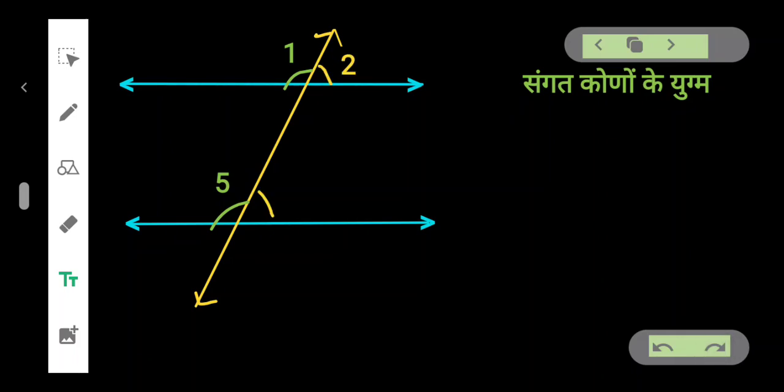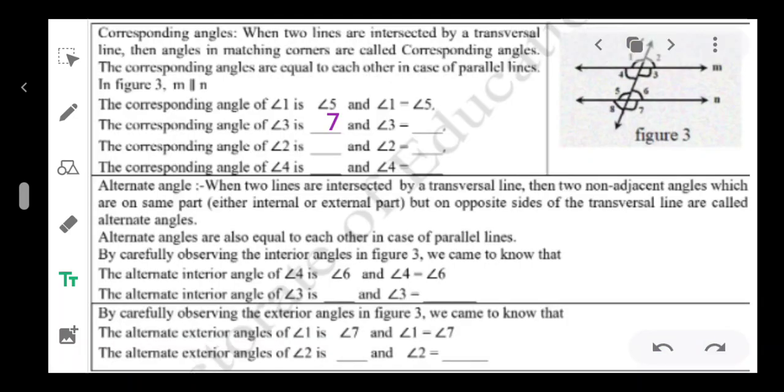Okay. The next angles are 2 and 6. This is also a corresponding angle. 3 and this 7, also corresponding angles. 4 and 8, also corresponding angles. So these are the pairs of corresponding angles. Now we can put the answer here.